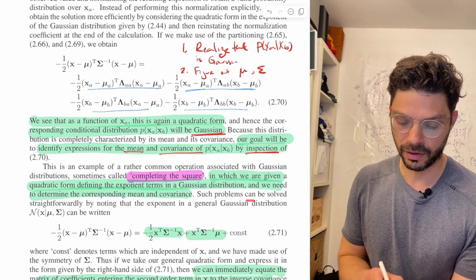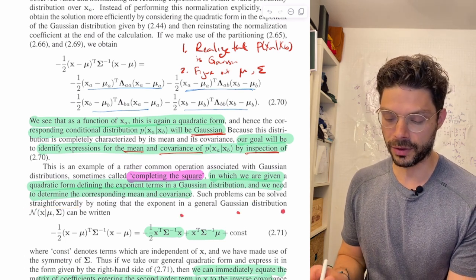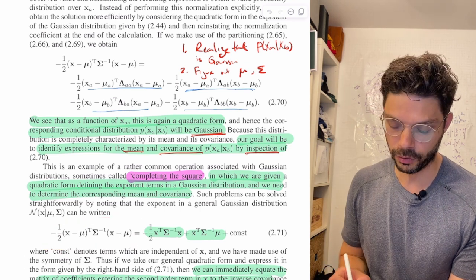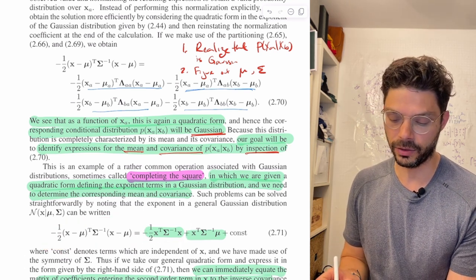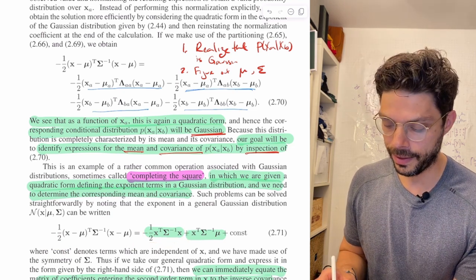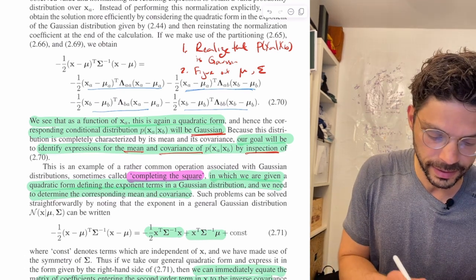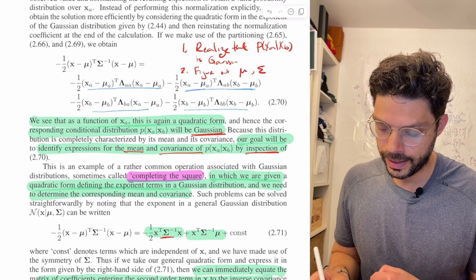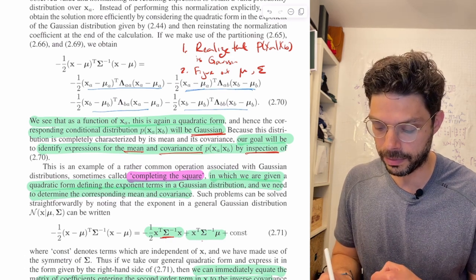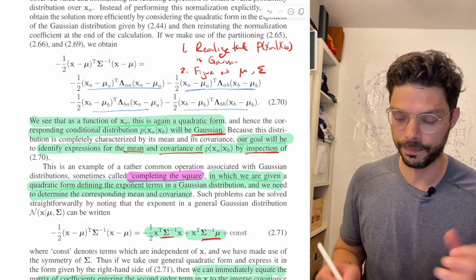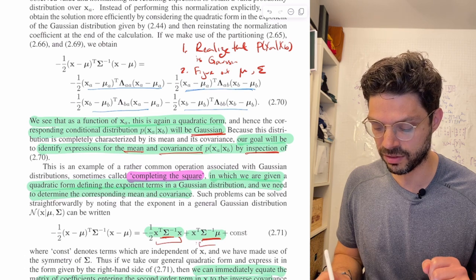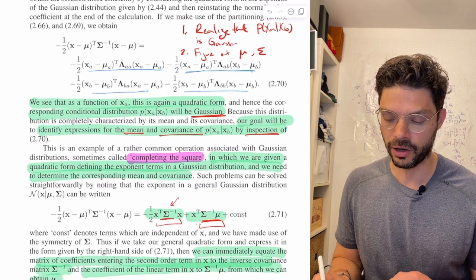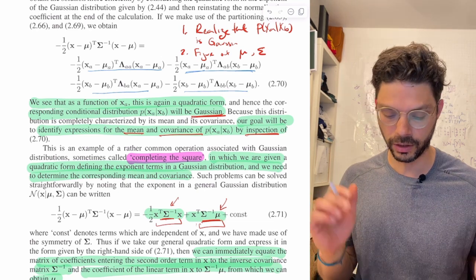Such problems can be solved straightforwardly by noting that the exponent in a general Gaussian distribution can be written as follows. What we're going to do now is just expand this, and when you actually expand it, you get two terms basically. You get a quadratic term in x, and what's sandwiching the x's there is going to give you the precision that you're interested in. And then you have a linear term, and the thing that's multiplying x is going to be related to your mean. So the first term gives you your precision, and the second term gives you something proportional to your mean. So you first figure out what the quadratic term is, and then you look at the linear term and extract what that is. That's all there is to it, and it's really, really useful.